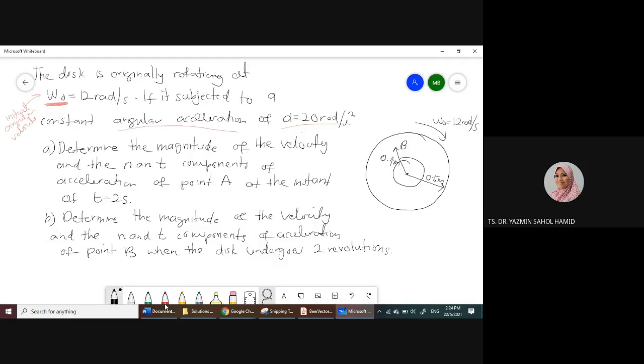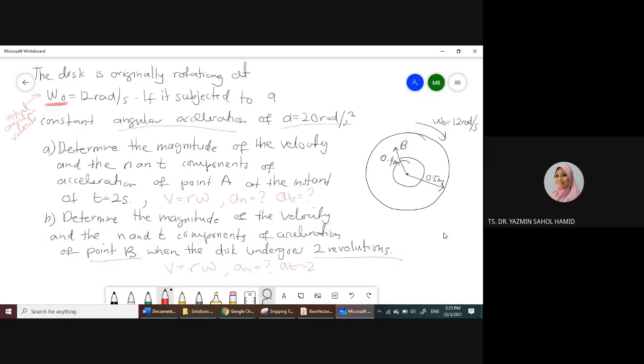Determine the magnitude of the velocity and the n and t components of acceleration. So for this question, they ask you to find the velocity. You just use V equals R omega, and then they ask you to find AN and AT. The next question, determine the magnitude of the velocity and the n and t components of point B. Same, they ask you to find V again, and AN and AT, but when the disc undergoes two revolutions.